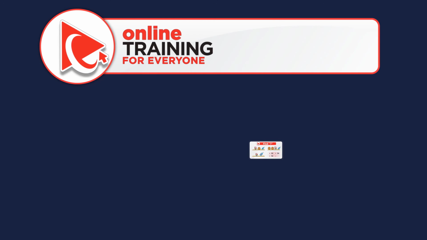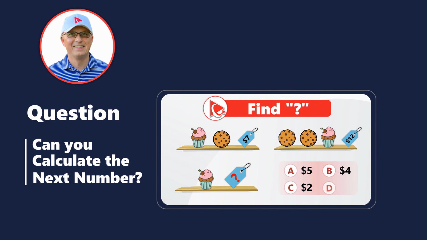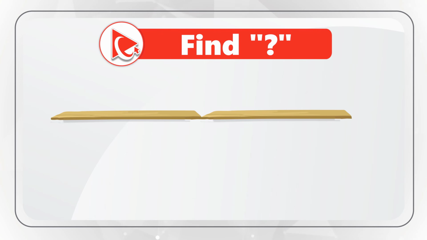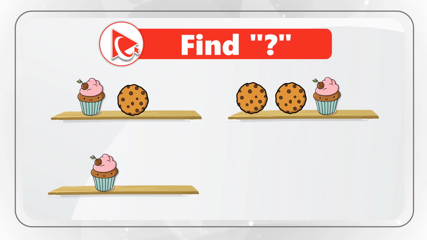What's interesting about this problem is that it seems unsolvable, but if you make one correct assumption, it's so easy to solve. You're presented with a shelf of items from the coffee shop, and the items are cupcakes and cookies.